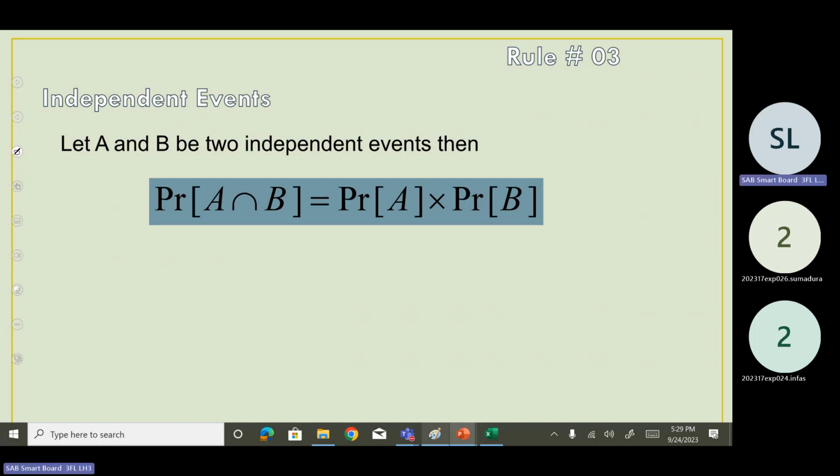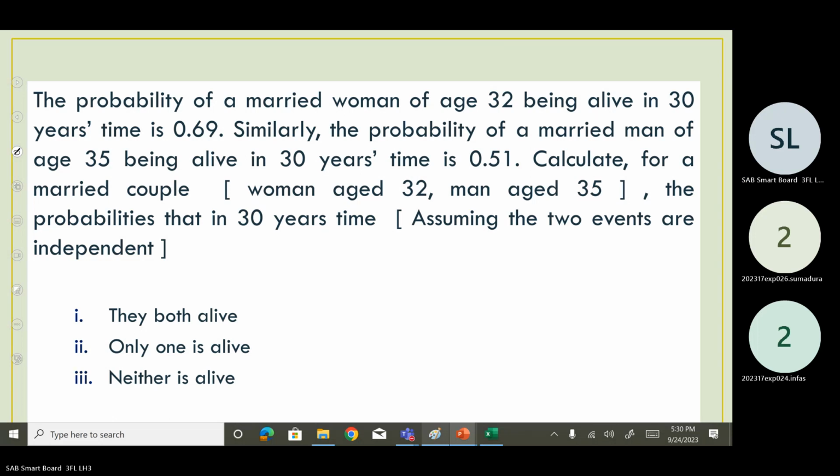Okay. So now we'll take an example which covers rule number 3 and rule number 2. Rule number 2, we didn't do any problems, only a small problem. So this example will cover rule number 2 and rule number 3 together. That's the example. So take it down after that.